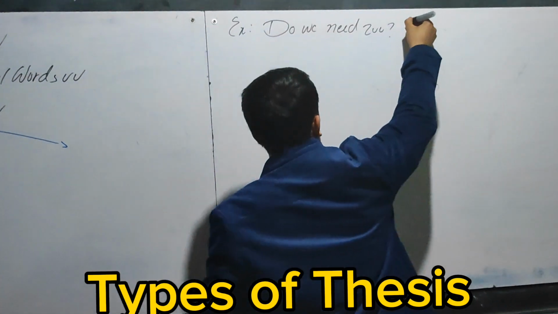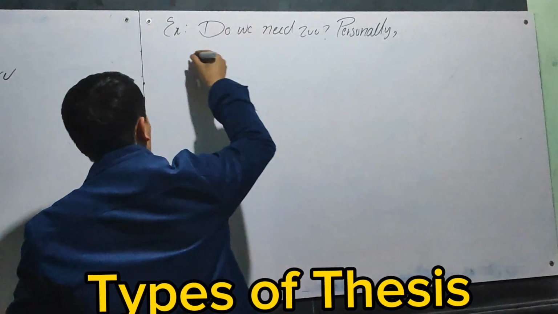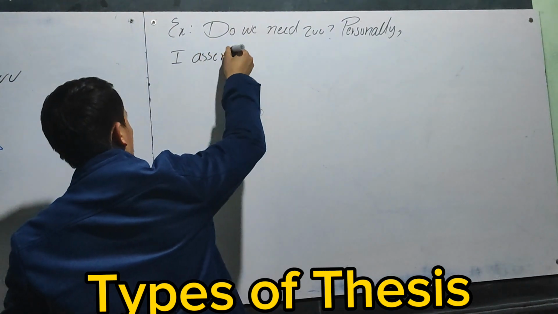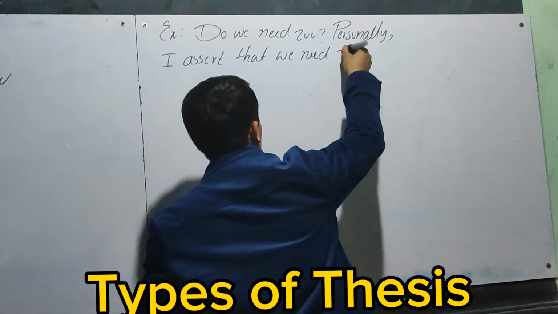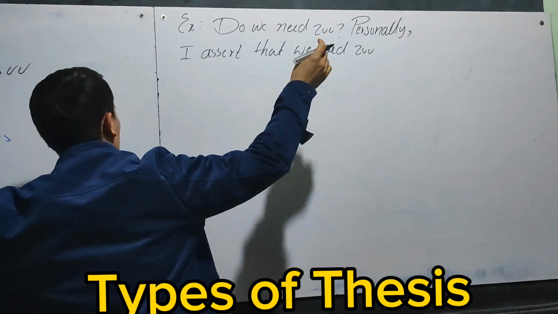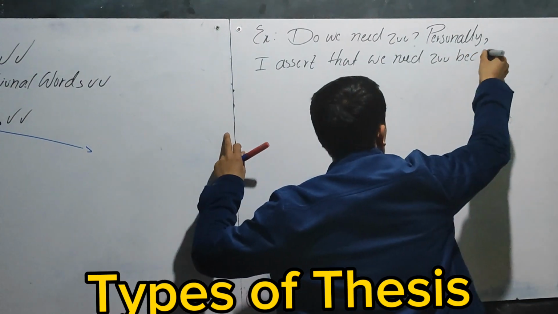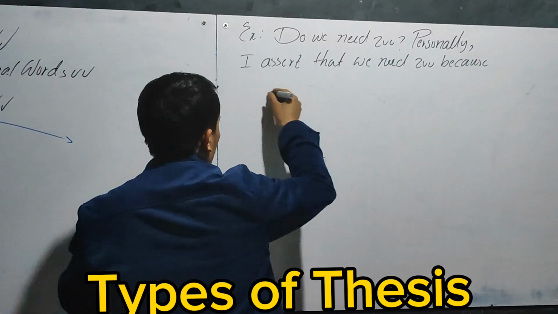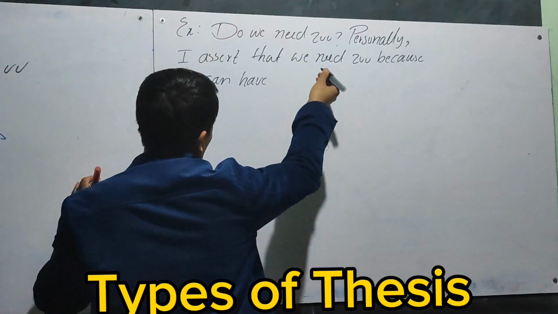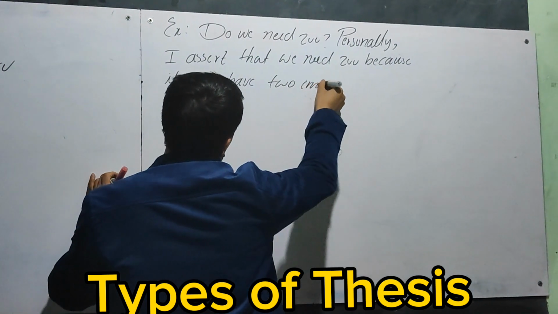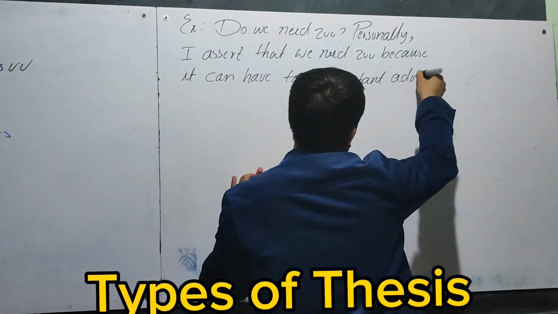We said that personally, I assert that we need zoo. Now, use because plus your complex sentence for the first thesis. I assert that we need zoo because it can have two important advantages.